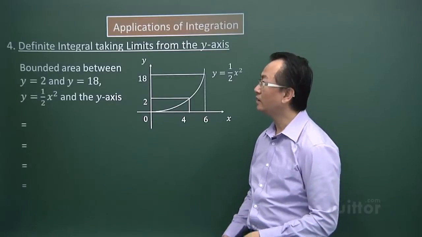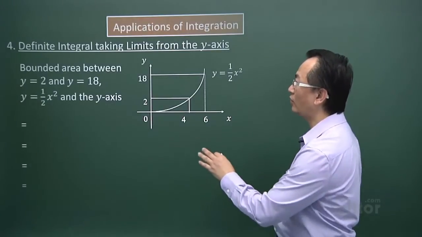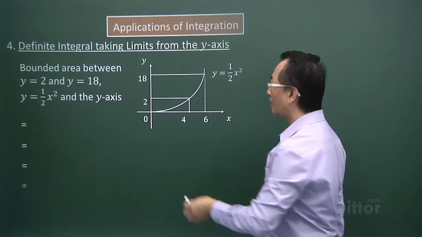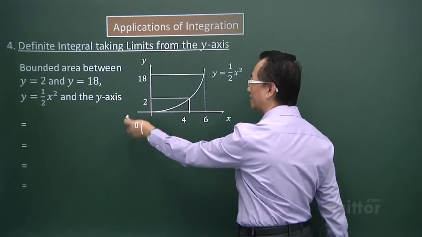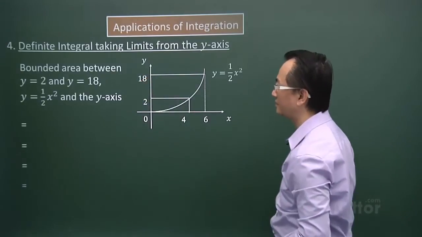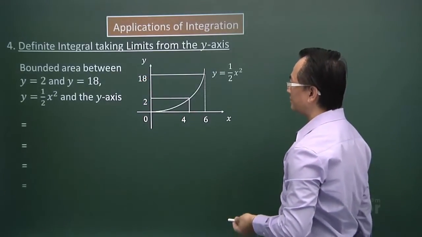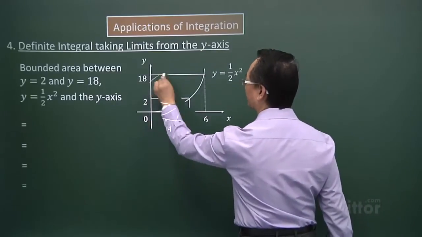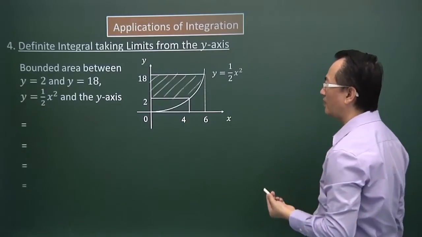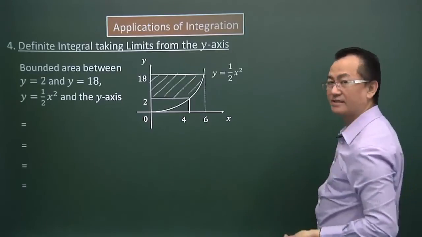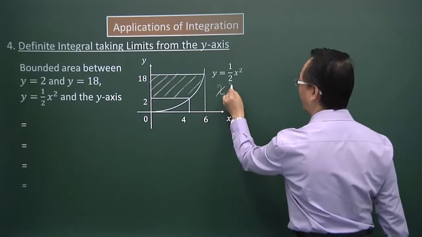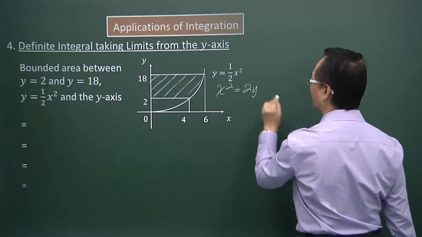The next point, we're looking at point 4, definite integral taking limits from the y-axis. So the y-axis is here. This will be the lower limit, and this will be the upper limit. So to find that area, first we have to make x the subject. In this case, I will have x squared equals to 2y.